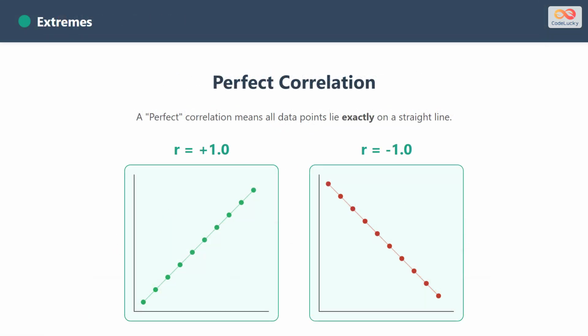At the extremes of this scale, we have perfect correlation. An r value of +1 means a perfect positive linear relationship, where every point lies exactly on an upward line. An r value of -1 means a perfect negative relationship, where every point lies exactly on a downward line.